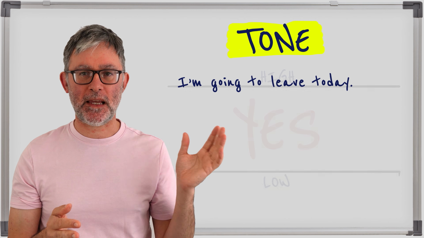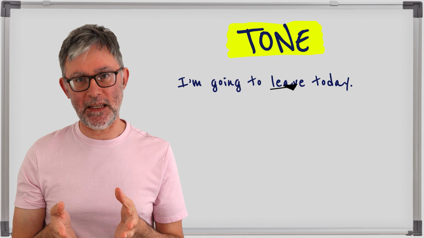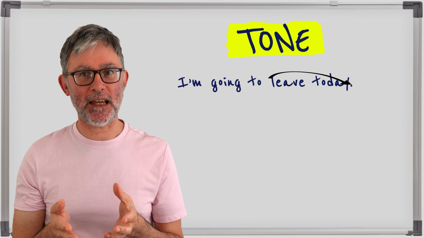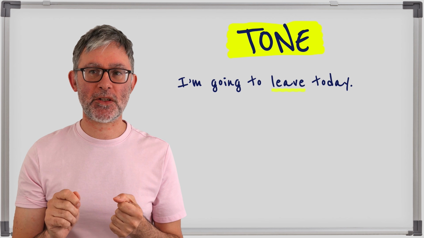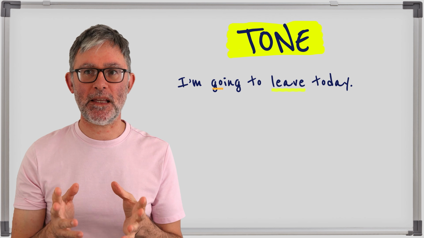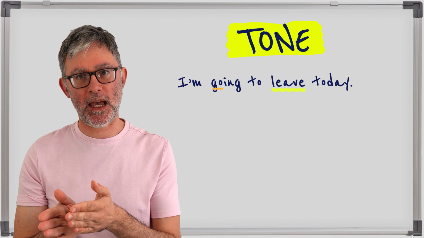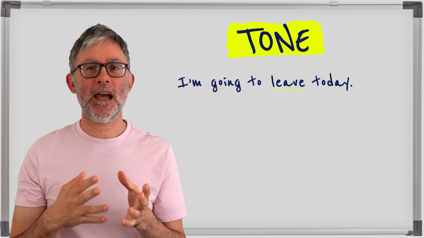Have a look at this sentence. I'm going to leave today. I'm going to leave today. I'm going to leave today. In this example, the main stress is on leave and the first stress is on go. The tone is quite flat until the main stress, and that is where the pattern happens, from the main stress to the end.